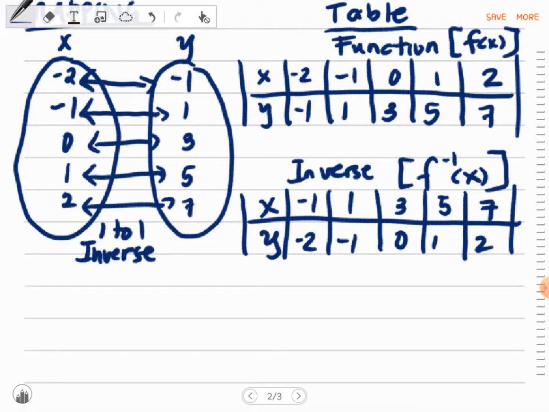And lastly, for the sets, okay? So, let's say we have set A.